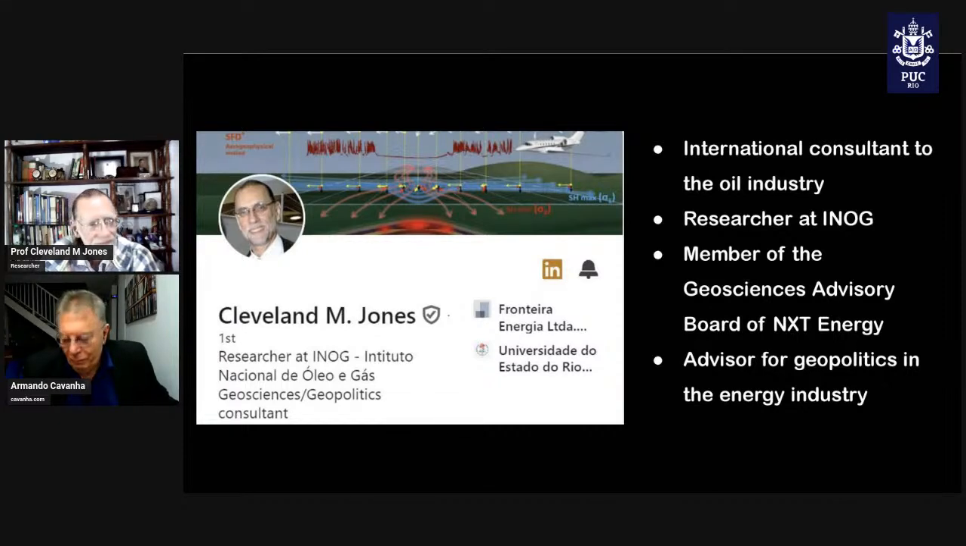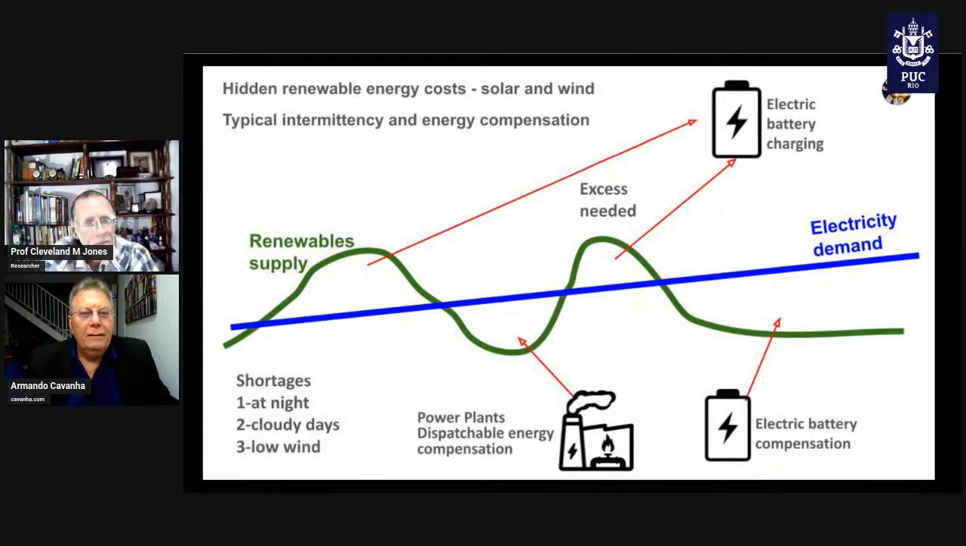Professor, before we go to your slides and your comments, I would like to share a unique slide. It is a conceptual slide to show a concern that I have about renewable energy. You can see in green the renewable supply, the energy supply by wind and solar, for instance. And in blue, we can see the electricity demand.